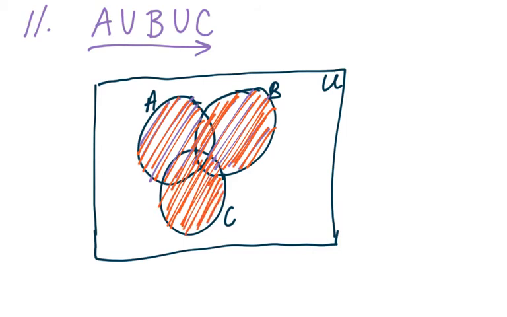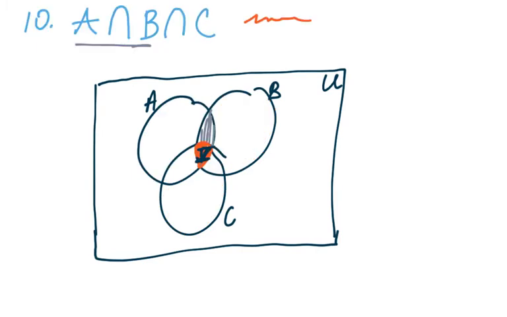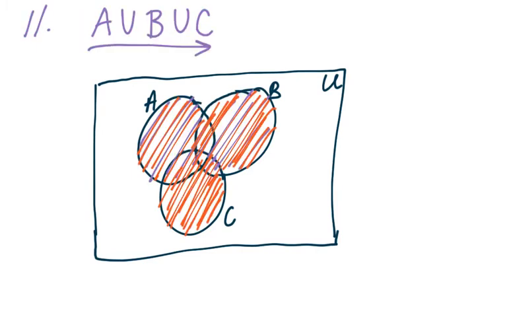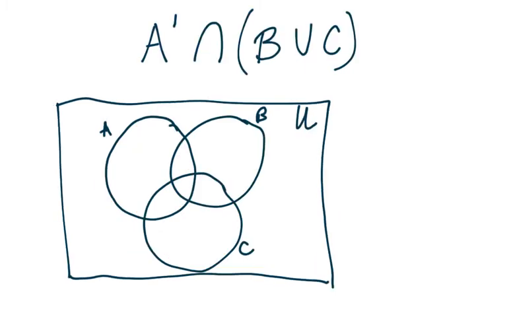Okay, so the intersection of all 3 sets is that little area. The union of all three sets is all three of the circles. Now we're going to consider A complement intersected with B, the union of B and C. Okay? And we've got to think about what we're going to perform first. What we're going to perform first, following our order of operations, is actually getting our parentheses done first.